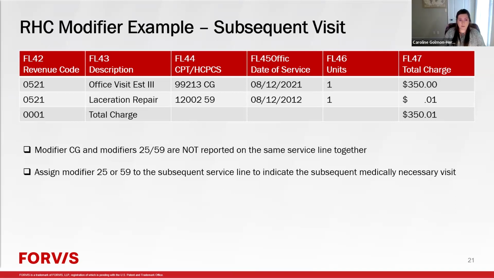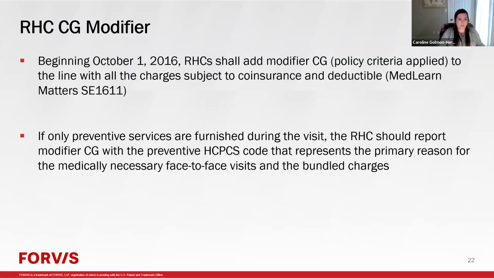So this is the first time, or I should back up. I know I mentioned the CG modifier earlier that goes on RHC claims. So I did just want to point out that it is listed here, and talk through why that is and what that looks like. Beginning October 1st of 2016, RHCs were instructed to add modifier CG to the line with all the charges subject to coinsurance and deductible. If only preventative services are furnished during the visit, the RHC should report modifier CG with the preventative HCPCS code that represents the primary reason for the medically necessary face-to-face visit with the bundled charges.